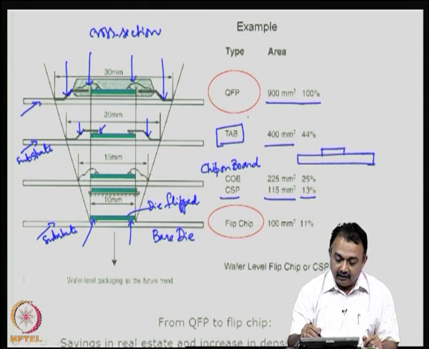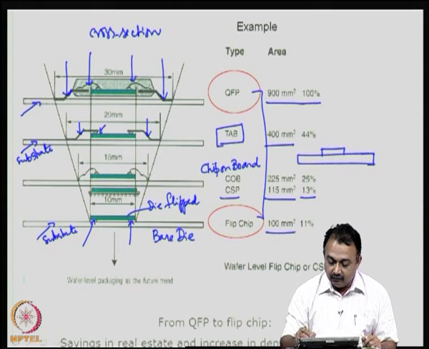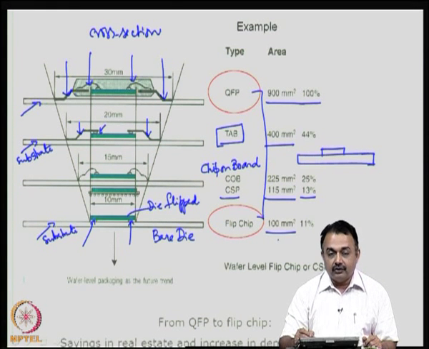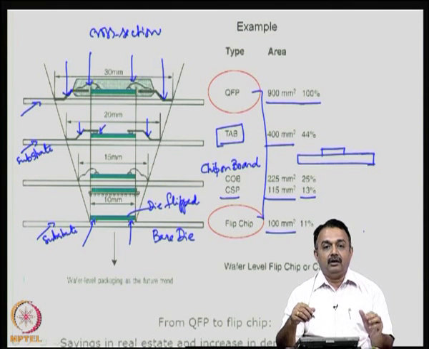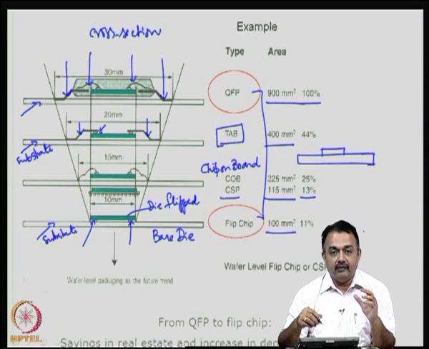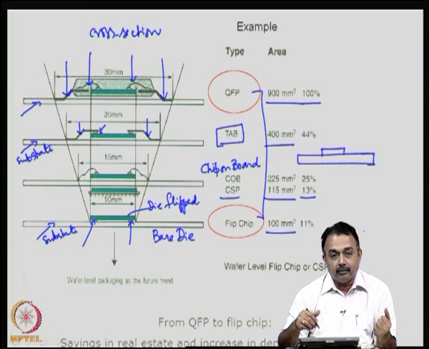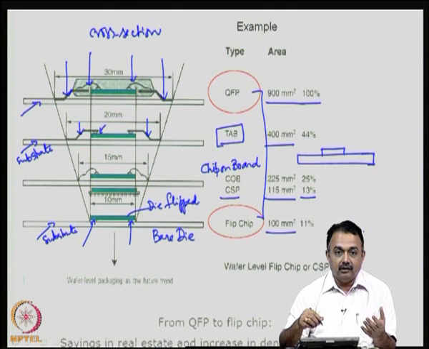From a QFP right down to your bare die, you can see we have moved from 900 mm squared to 100 mm squared, so almost 89% reduction in area. This gives you an example of the size reduction, savings in real estate, and different form factors for the same application, which can be beneficial in reducing your board area, increasing the wiring density, connection density, and increasing the number of IOs.